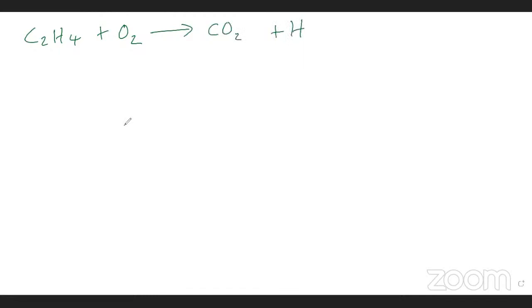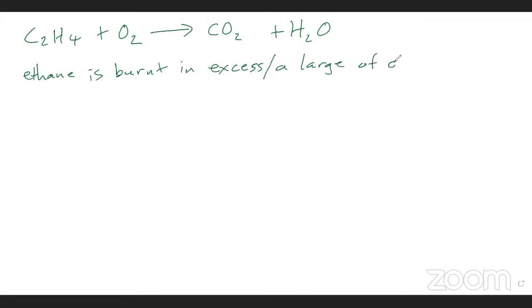Sir, question. How do you know if you get carbon monoxide or carbon dioxide? If they say completely burn, you would get the carbon dioxide. For example, ethane is burned in excess, or a large amount, of oxygen. Once the question says excess or a large amount, it will be combusted completely. It will be in the wording of the question. They will let you know if the supply of oxygen is sufficient or insufficient.